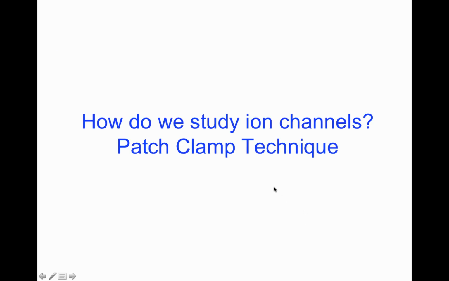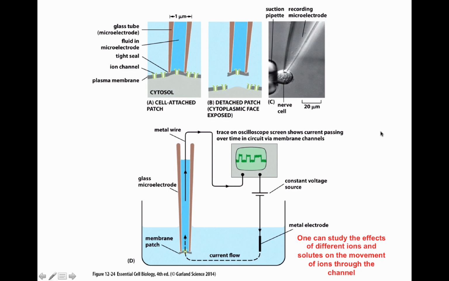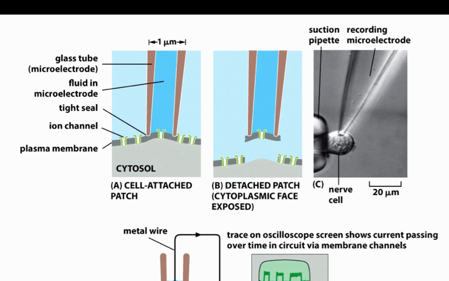But before we start with this topic, I would like to show you and discuss with you how we study some of these channels, and that's going to be using the patch clamp technique. The patch clamp technique has been used in neurobiology for many years, and it involves the taking of a glass tube, a microelectrode, which has been generated to be about a micron in size, so it's very small. And with that microelectrode, what we can do is to create a tight seal around the membrane of the cell that we want to study.